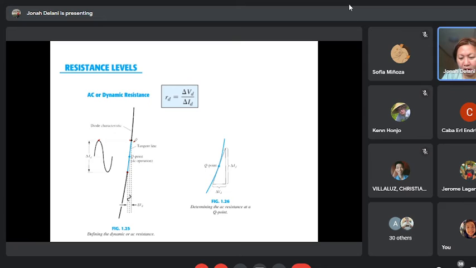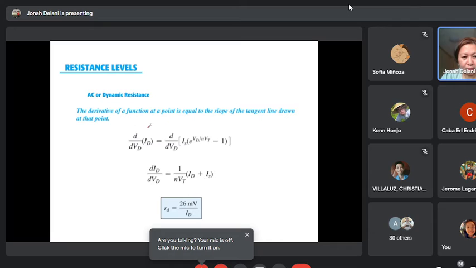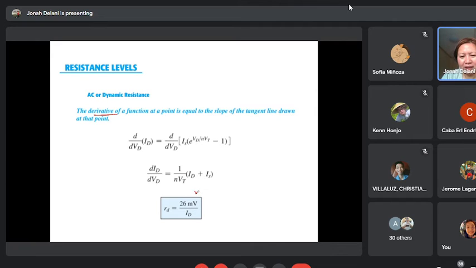And then, differentiate, we make the difference as small as possible. So the difference in voltage divided by the difference in I, we made it so small that it becomes the derivative. So kung kompleto na siya, tuda-tuda, the resistance is equal to 26 millivolts divided by the current across the diode, the DC current component of the diode.